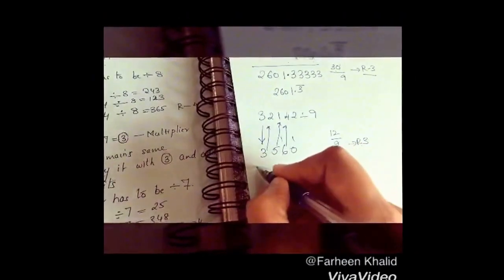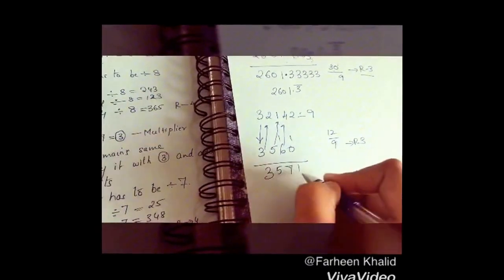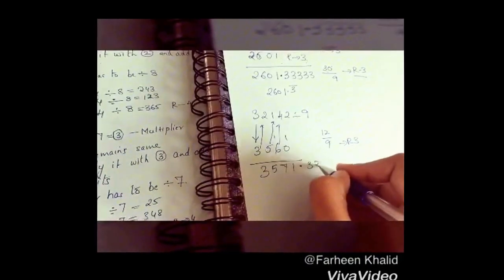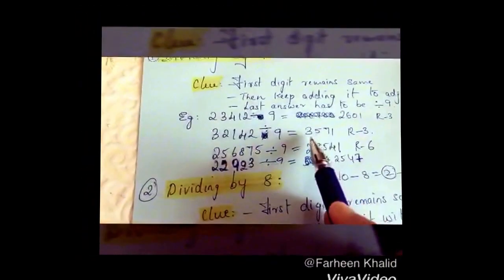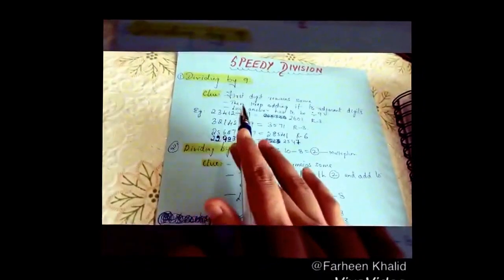So your answer is going to be 3571 with a remainder of 3, or you can say 0.333. Okay, so that's the answer. So we can see here it's 3571 with a remainder of 3. Okay, so that's how we did a division by 9.